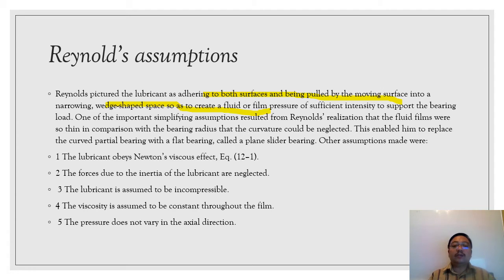Viscosity is assumed to be constant throughout the film. Pressure does not vary in the x direction. Okay, this is number 5. They are number 6, number 7, number 8 in the next slide. I want to explain this first.